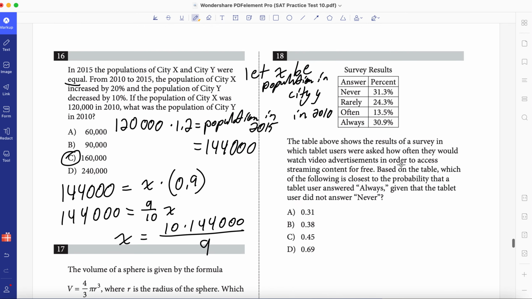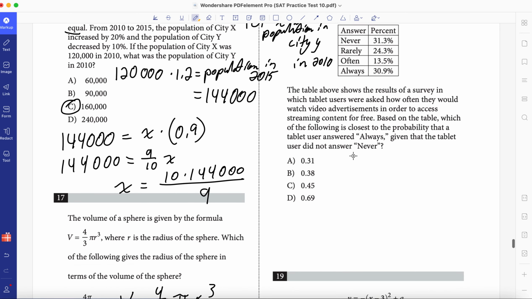For this one, this is just reading. Based on the table, which of the following is closest to the probability that a tablet user answered always, given that the tablet user did not answer never?